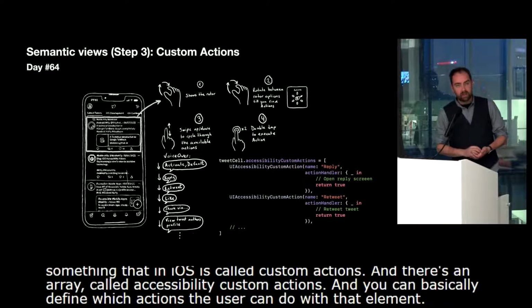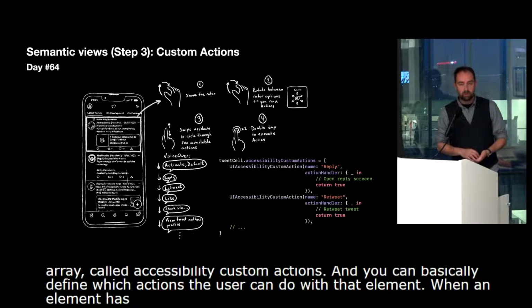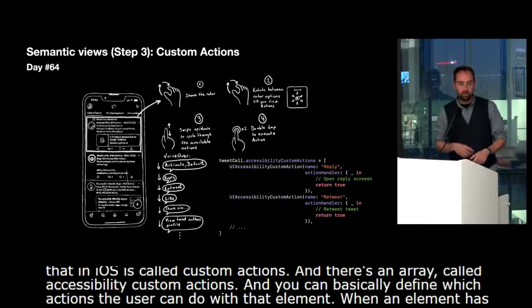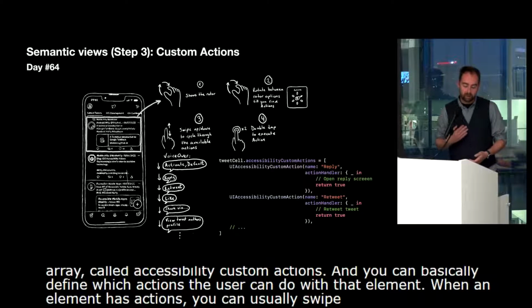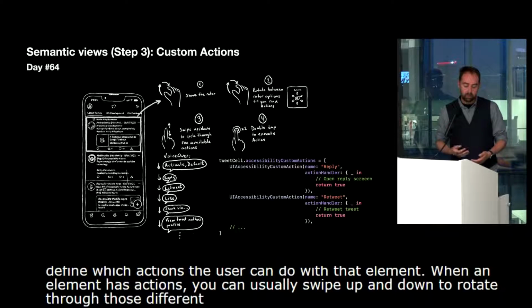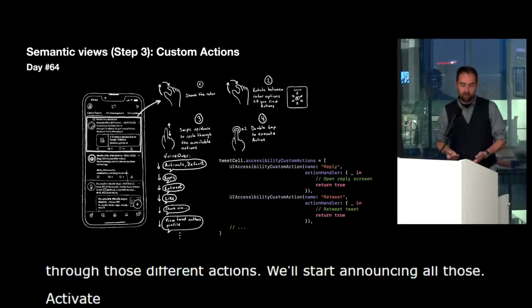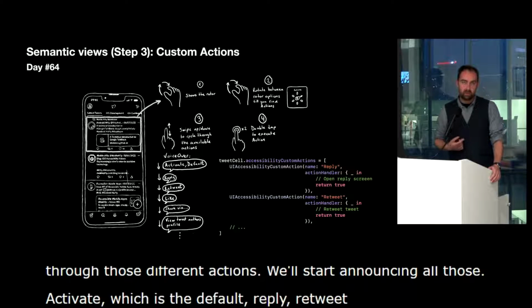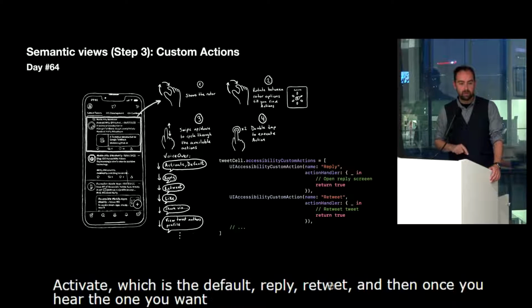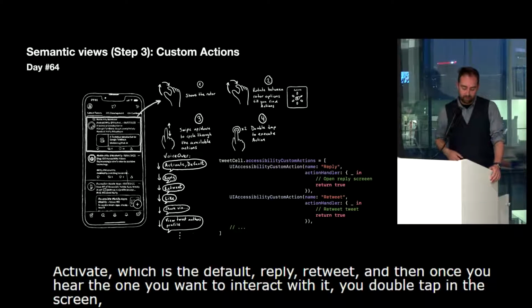When an element has actions, you can usually swipe up and down to rotate through those different actions. Then VoiceOver will start announcing all those, like activate, which is the default, reply, retweet, and then once you hear the one you want to interact with, you double tap in the screen and it's done.